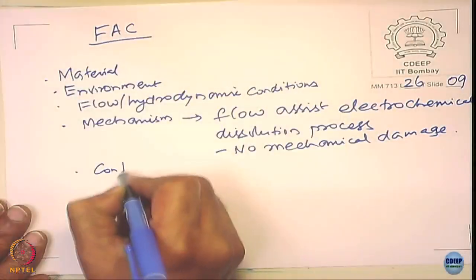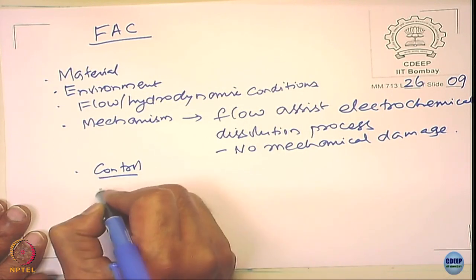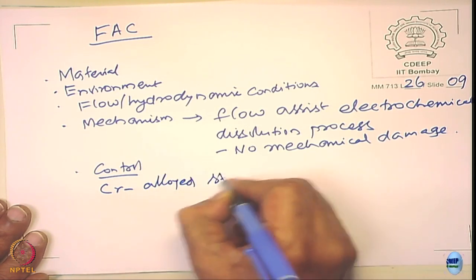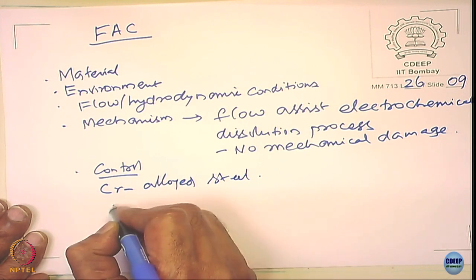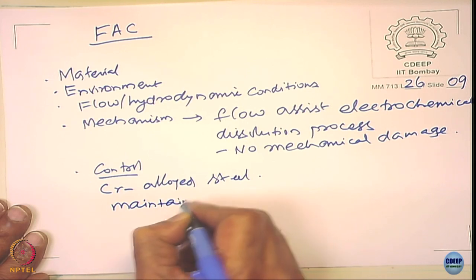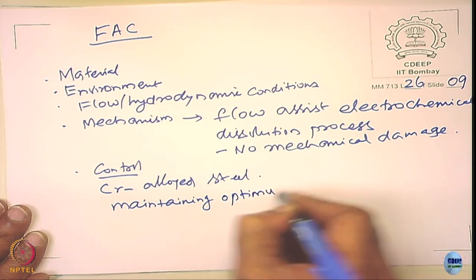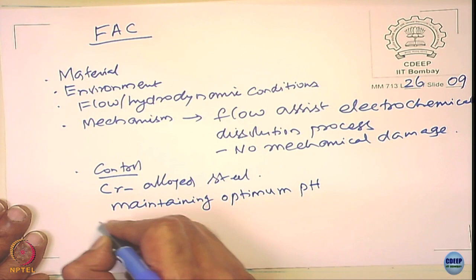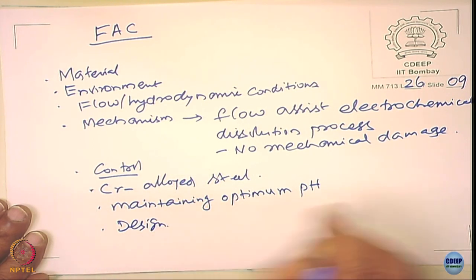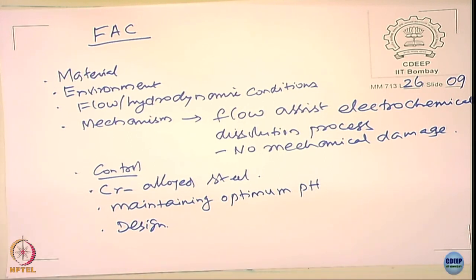How do you control this? Control measures: chromium alloyed steel used. Maintaining the optimum pH. Very important thing, the design, right? Why do you say design? The hydrodynamic conditions existing on the surface depend upon flow conditions, right? So it could change. If you are going to have sharp bends, you are going to have more flow assisted corrosion. If you avoid that, it may reduce. If you reduce the velocity, then also the flow assisted corrosion would decrease. So the design of the system also is equally important.